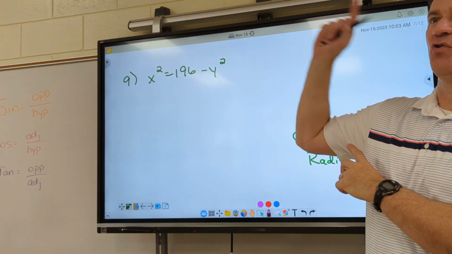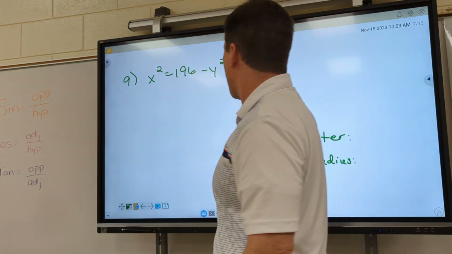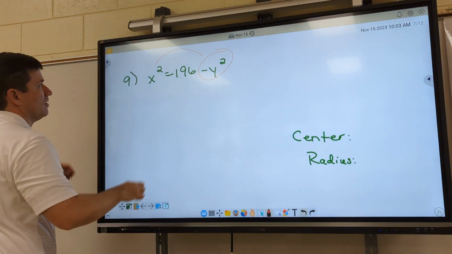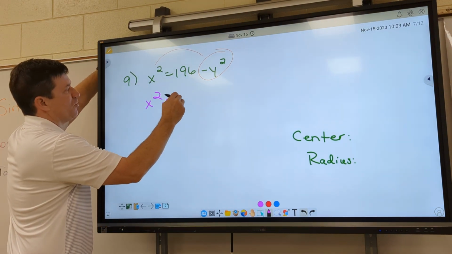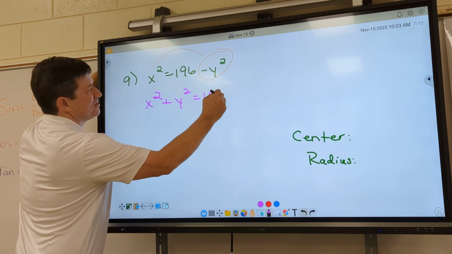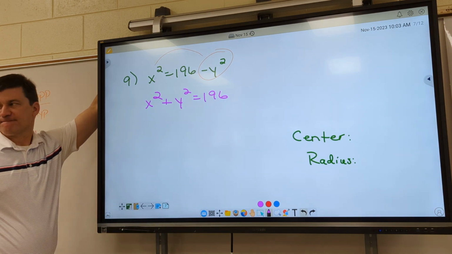Get your x squared and your y squared both on the left side. So what's going to happen with minus y squared when I move it over? Add them. All right, so it'll be x squared plus y squared equals 196. Write it down.